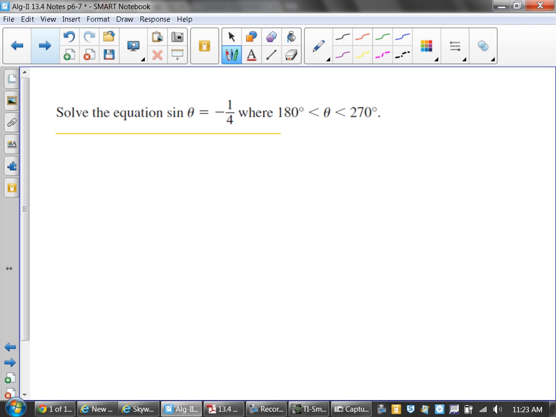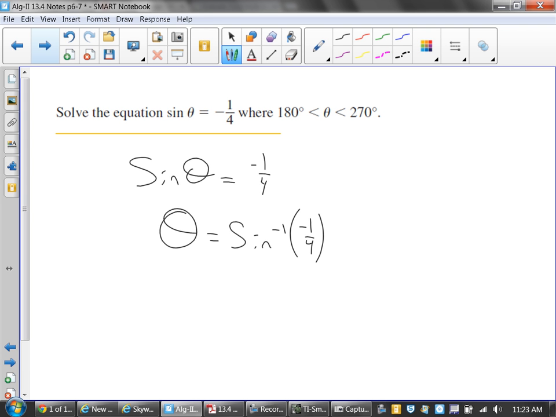Again, what this is going to look like is we want to find what theta has the sine of -1/4. How do I solve for theta? You inverse sine, okay? So theta equals inverse sine of -1/4. What do you get? What's your angle? -14.48, good.